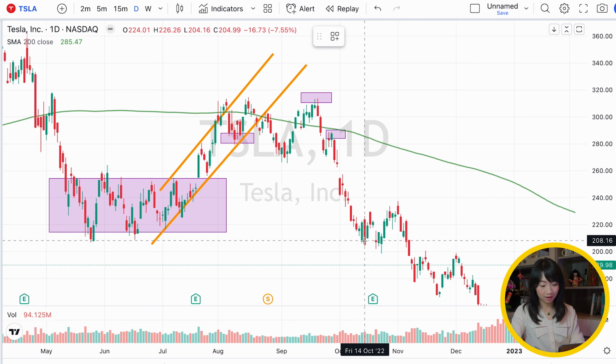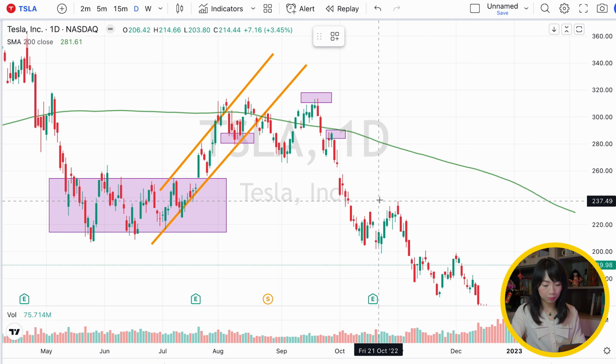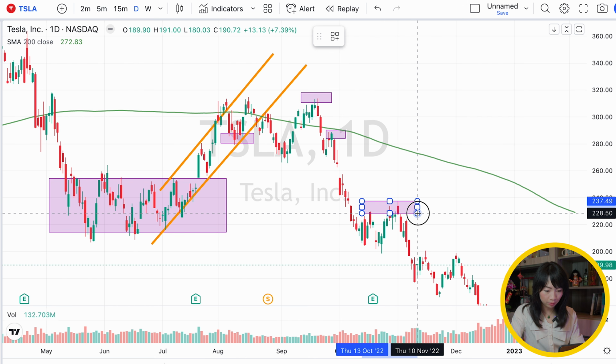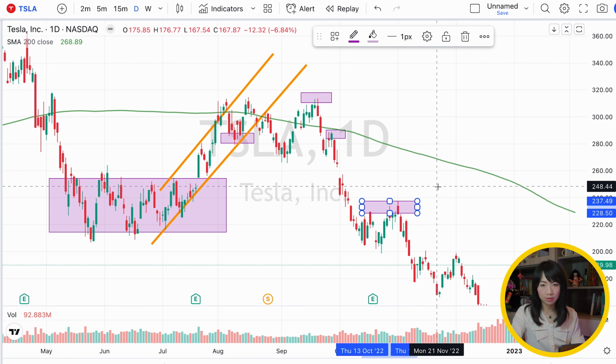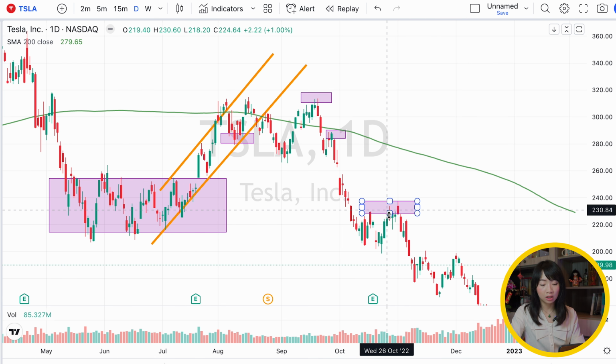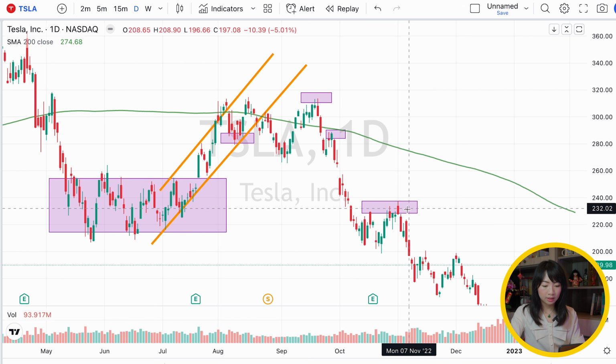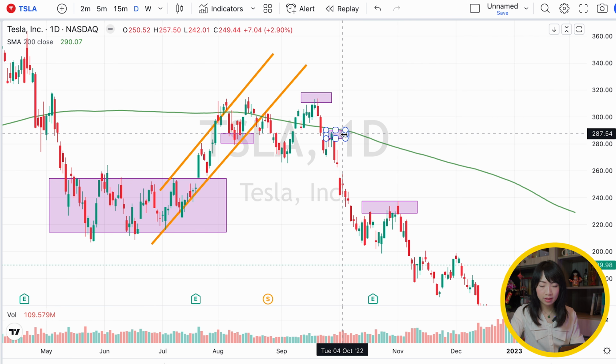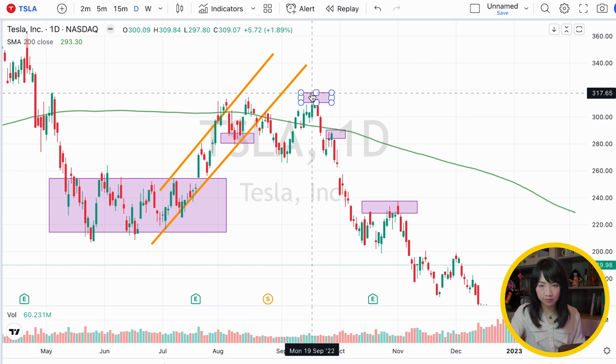That's a huge breakdown. And next time it had a breakout and tried to peak, it was around the 237s area. So all of these highs that Tesla stock made are lower than the one before. This high is lower than the second one, and the second one is lower than the previous one.